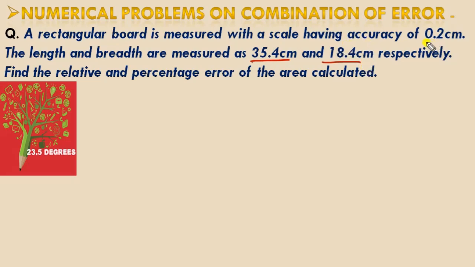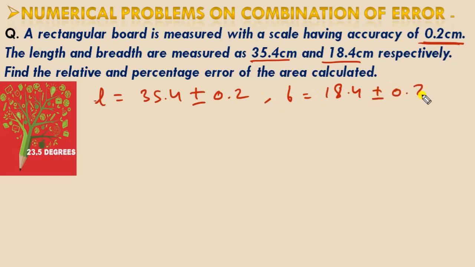The error in the scale is 0.2 centimeter. This is the mean absolute error, obviously. Okay, we have to find the relative and percentage error of the area calculated. So length is 35.4 true value plus minus mean absolute error in the scale 0.2 centimeter. Okay, breadth is 18.4 centimeter true value plus minus mean absolute error for the measurement 0.2 centimeter.